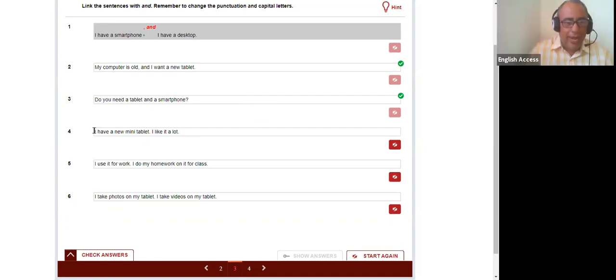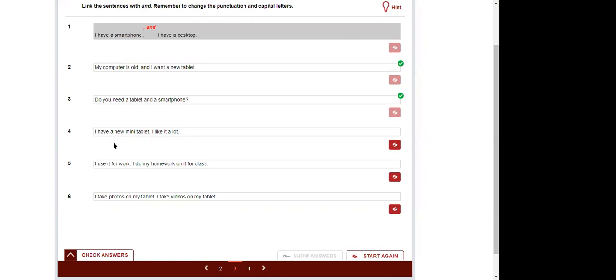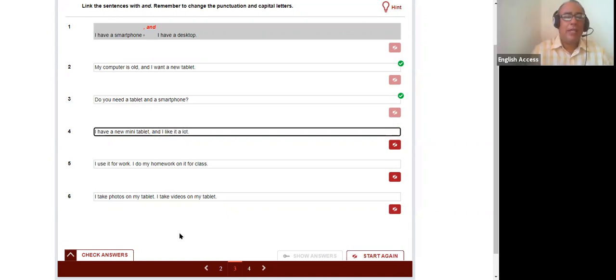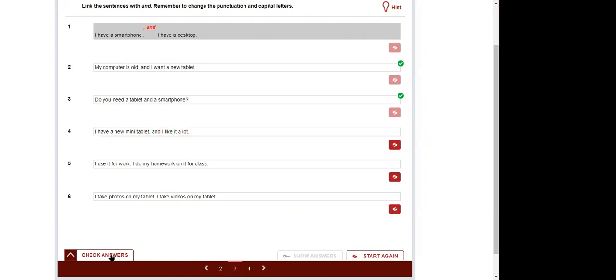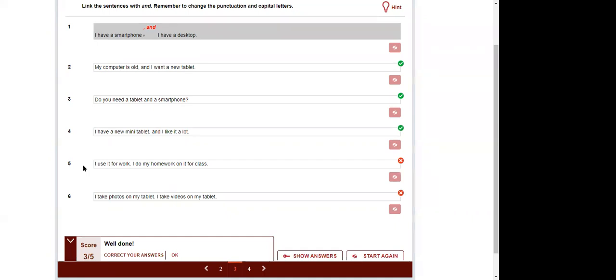Aquí, por ejemplo, I have a new mini tablet. I like. Have y like are different. Son diferentes. How do we link this? ¿Cómo los unimos? I have a new mini tablet. Eliminando period, comma, and I like it a lot. No necesitamos más. Check answers. That is correct. ¿Te fijan?